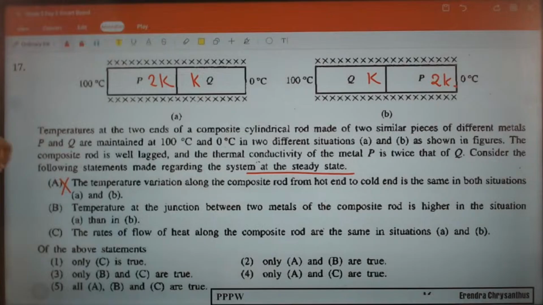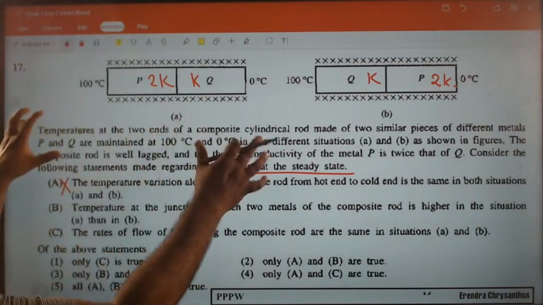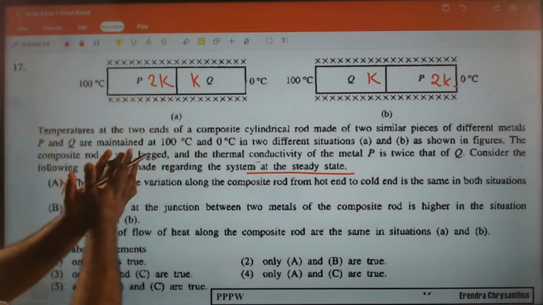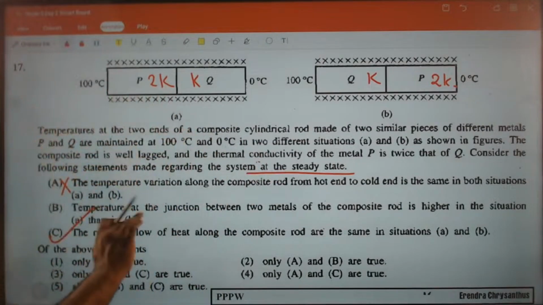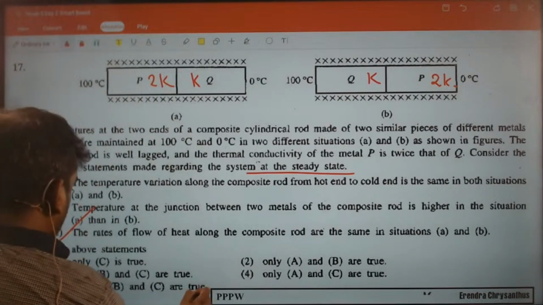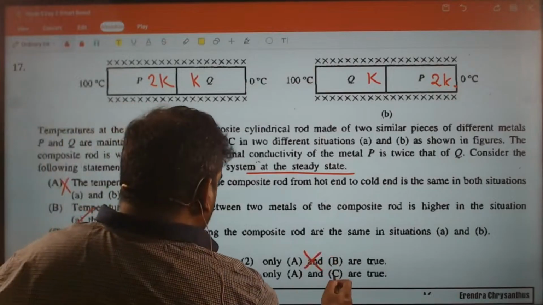The rate of flow of heat along the composite rod is the same, right? So then you put the front rod, back rod, front and back. The effective K is the same. So this is correct. C is correct. A is wrong. So whatever is said with A is wrong.